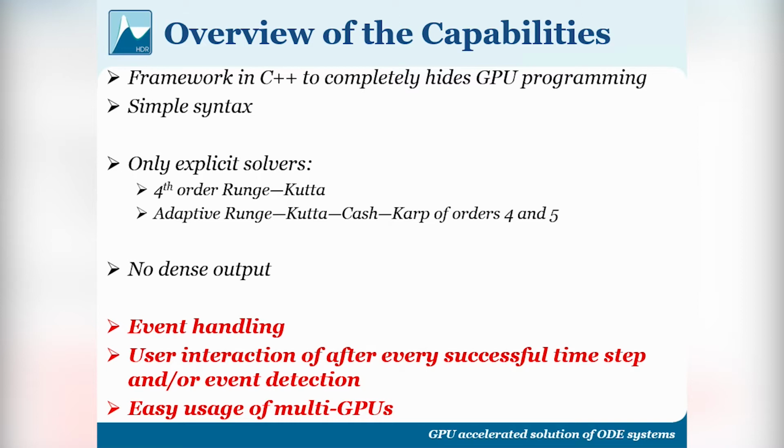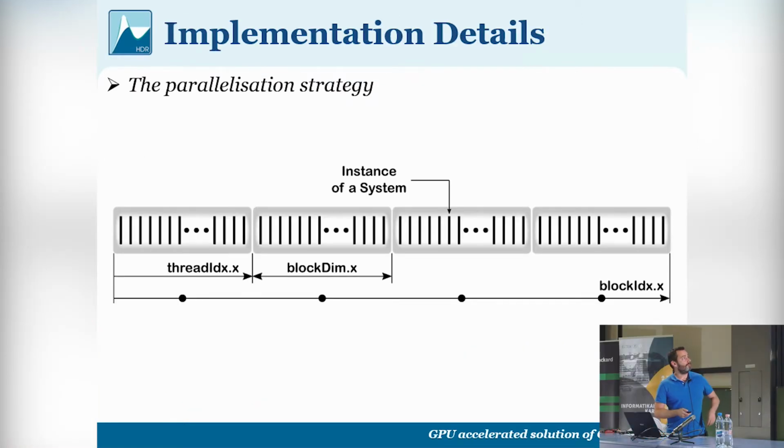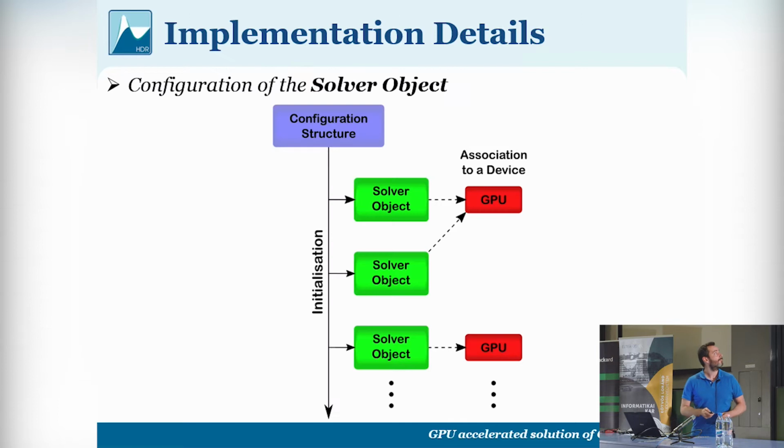Let us discuss in more detail the implementation. The parallelization strategy is very simple. One GPU thread solves one instance of a system. That's why we can use a very simple hierarchy of threads. We have a one-dimensional grid with one-dimensional blocks of threads.